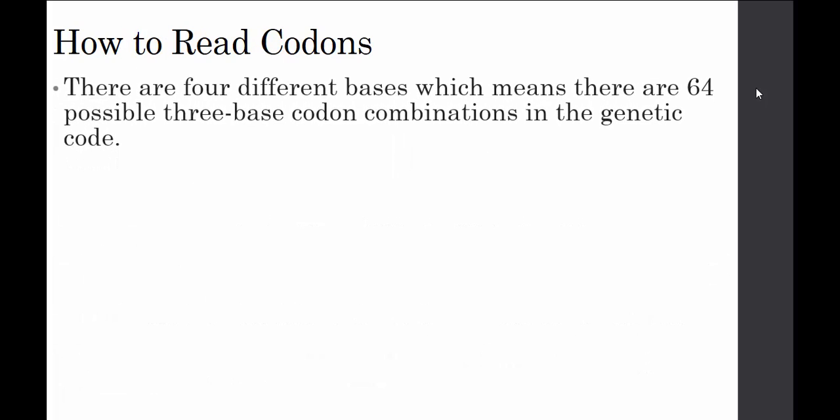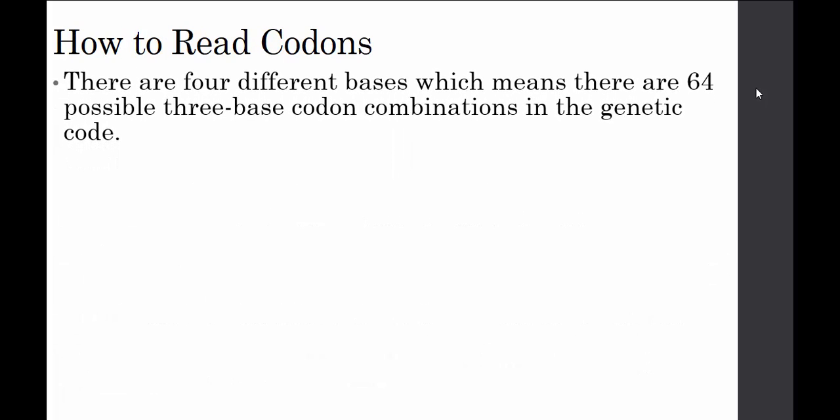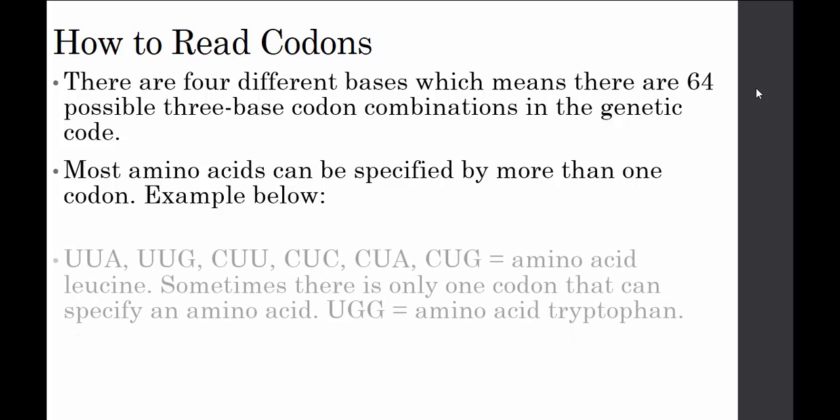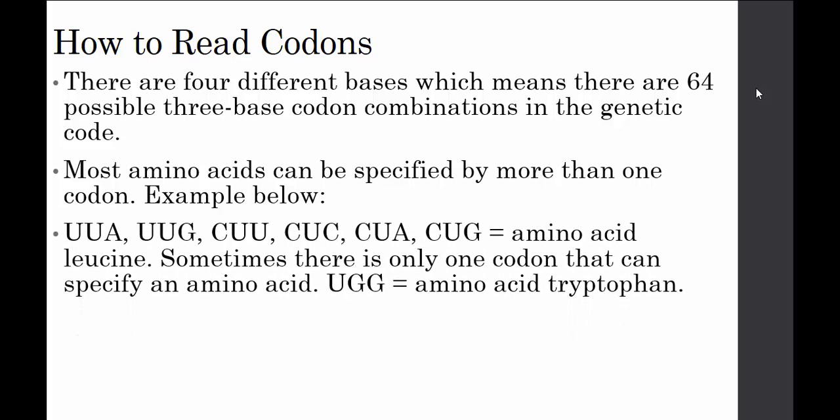So how do you read a codon? Well, there are 4 different bases, A, C, G, and U, which means there are 64 possible 3-base codon combinations in the genetic code. Now, most amino acids can be specified by more than one codon. Here's an example. Here we have UUA, UUG, CUU, CUC, CUA, and CUG. That is for the amino acid leucine.